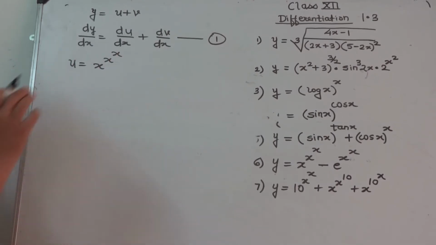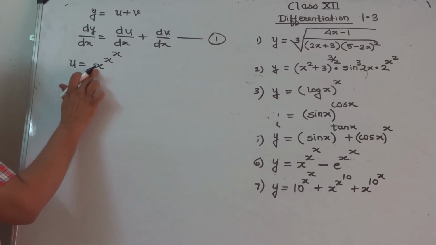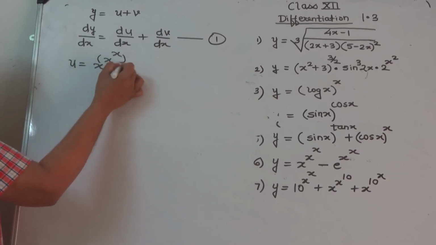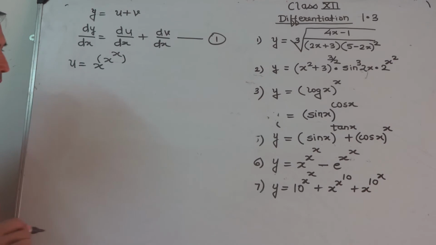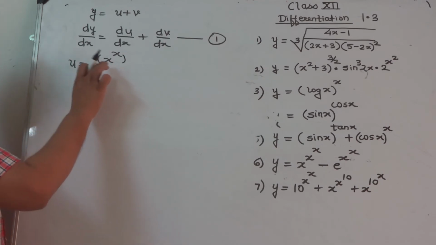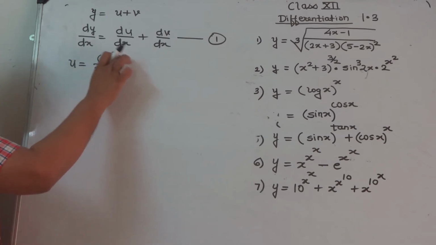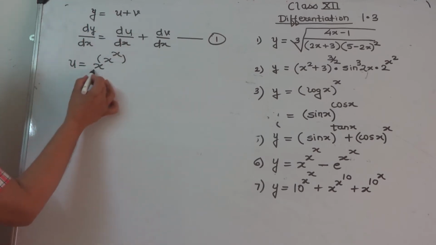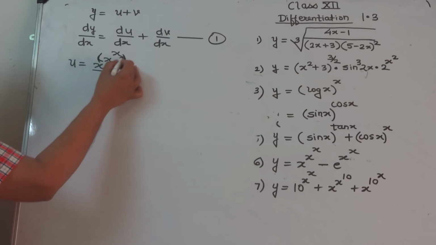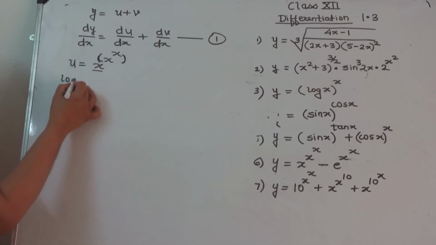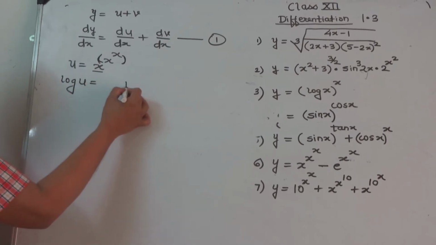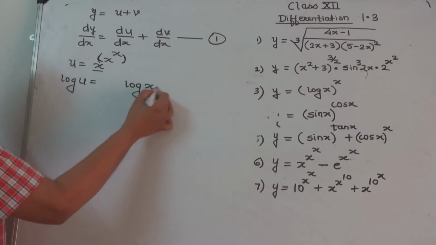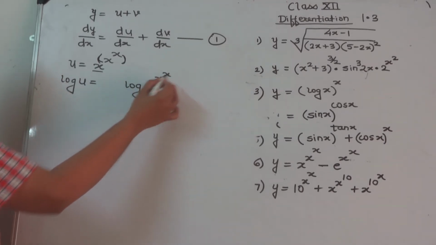What is u? u is x raised to x raised to x. Now students, how do we consider this value? This is x raised to this power. Even though the bracket is not given, we assume that the bracket is over here. So this is x to the power x raised to x. So base is x and index is a function of x. So taking log, log u equal to log of x to the power x raised to x.